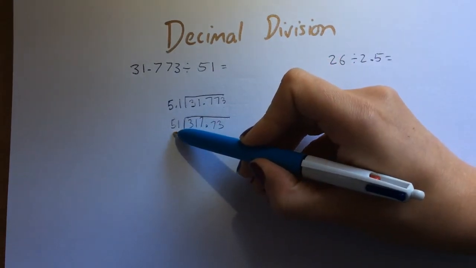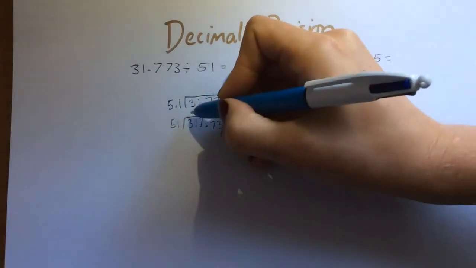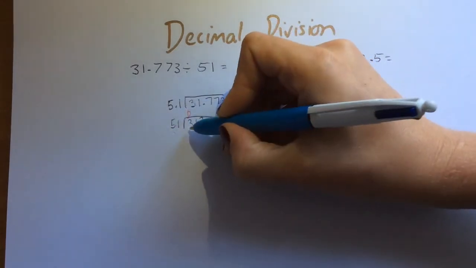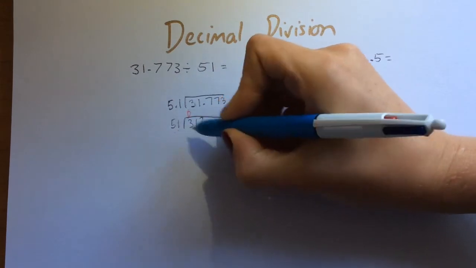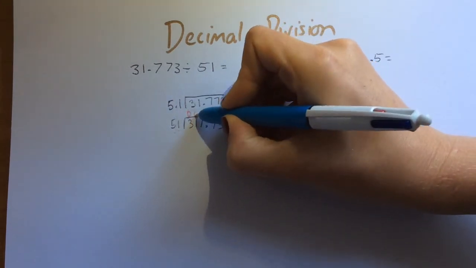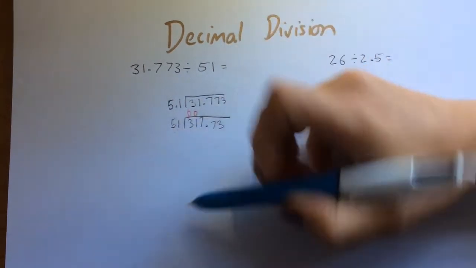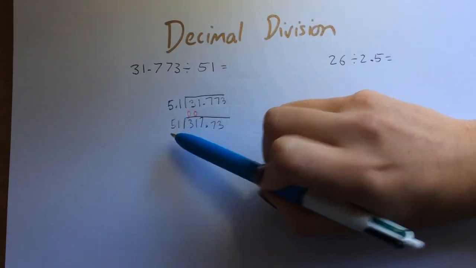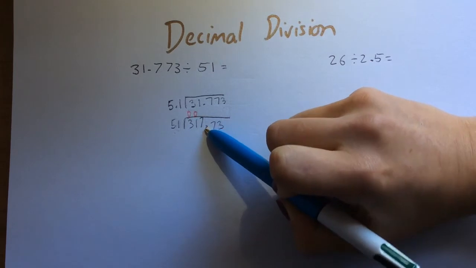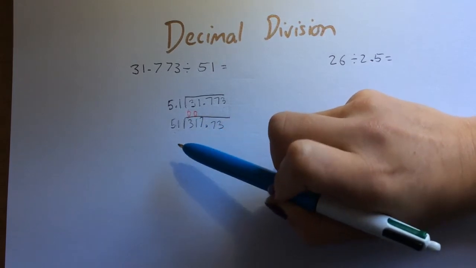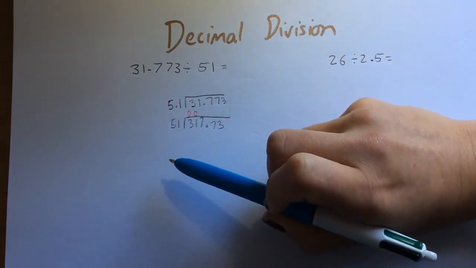So with this one, how many 51s go into 3? Well, we know that no groups of 51 will fit into 3. The next one here, how many groups of 51 would fit into 31? Again, none of them. So now, how many groups of 51 would fit into 317? We are going to have some groups of 51 that fit into 317 here.